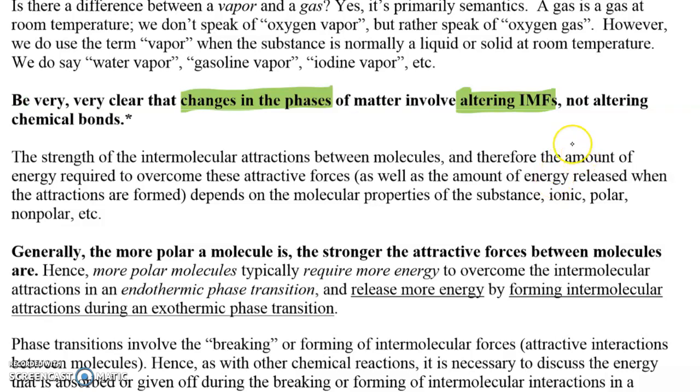Okay, the other important statement is the more polar, the stronger the attractive forces. That's why we have those different types of intermolecular forces between those. Okay, phase transitions again involve breaking or forming intermolecular forces between multiple particles.